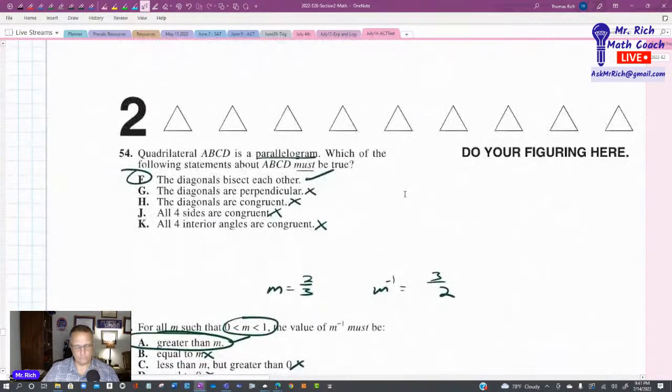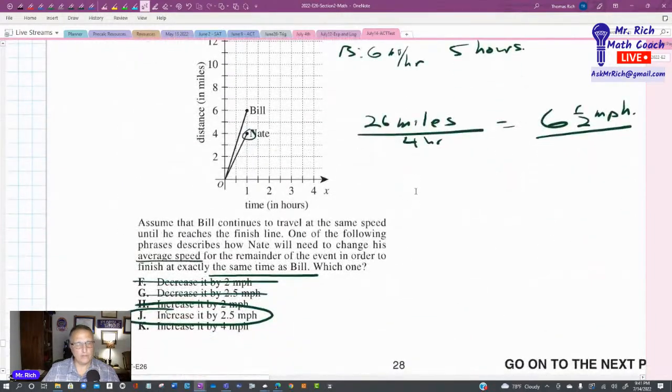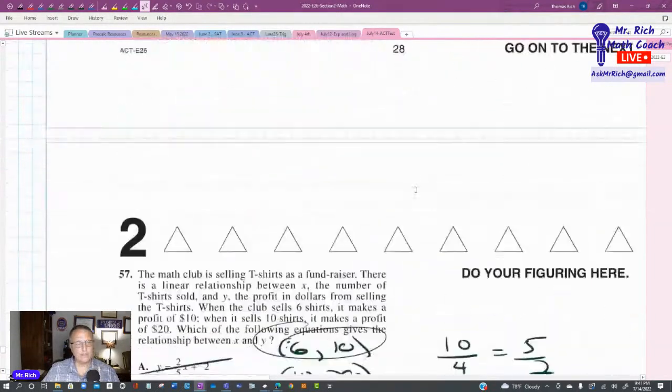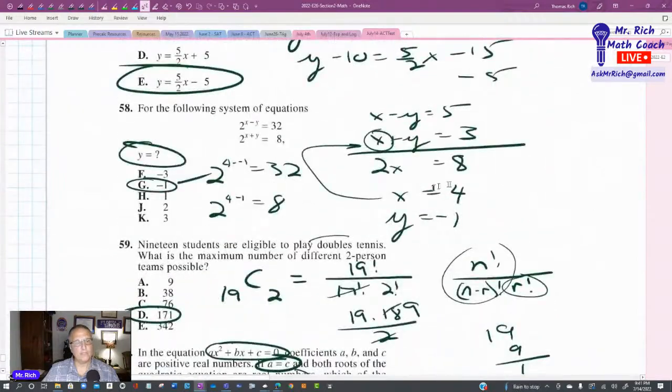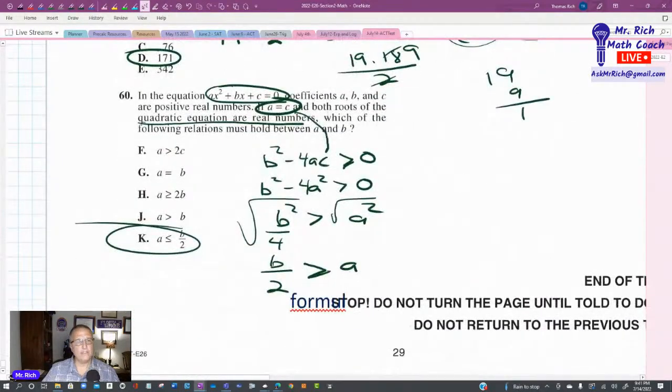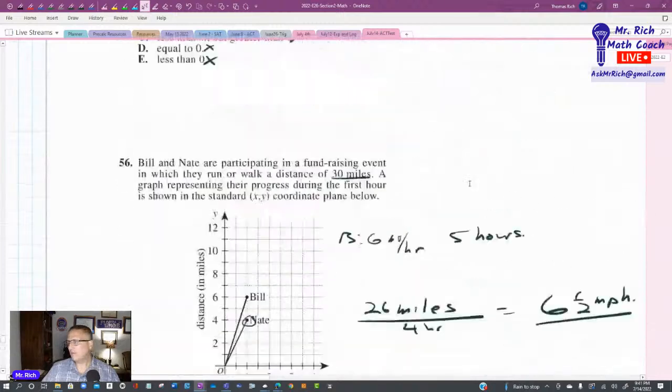54. 54 is F, A, and J. That one is right. Okay, and E, and G, and D and K. So those were all right.